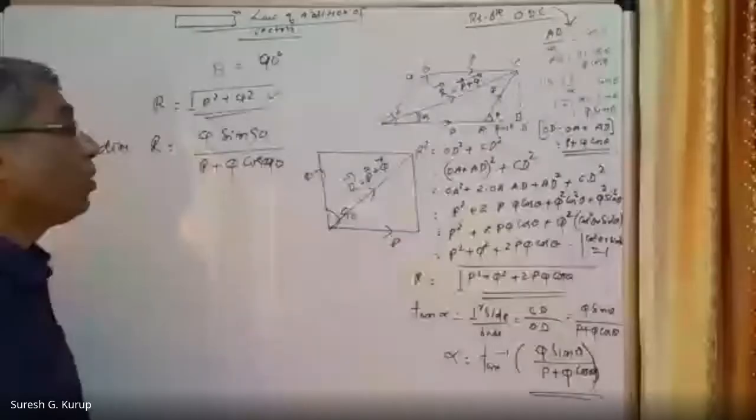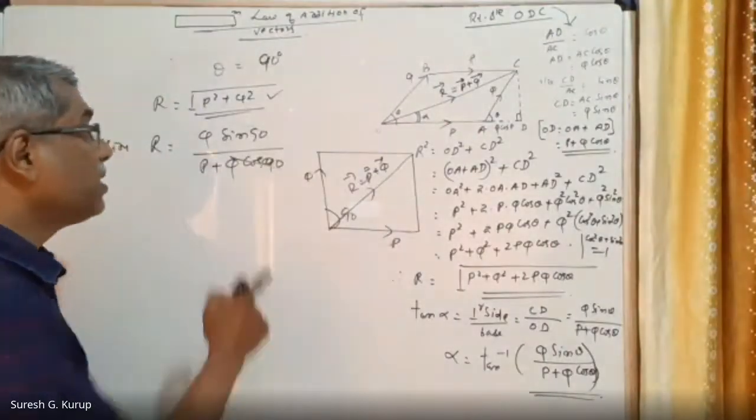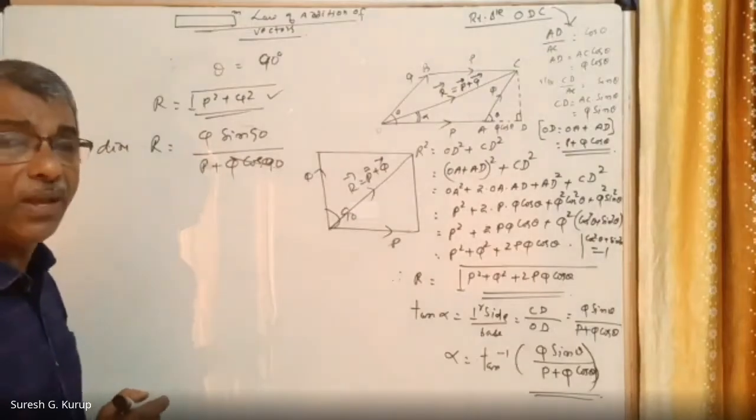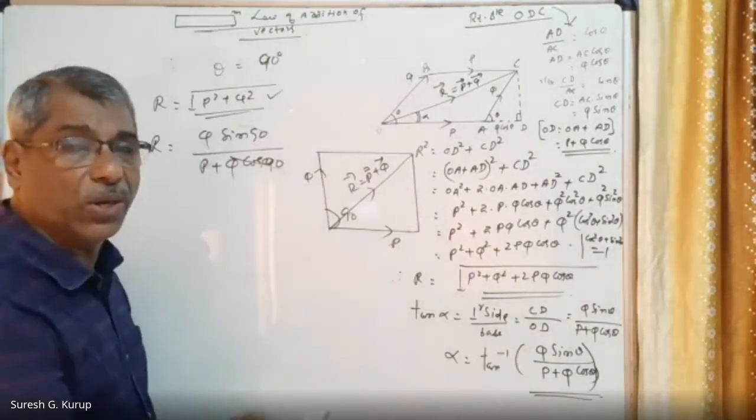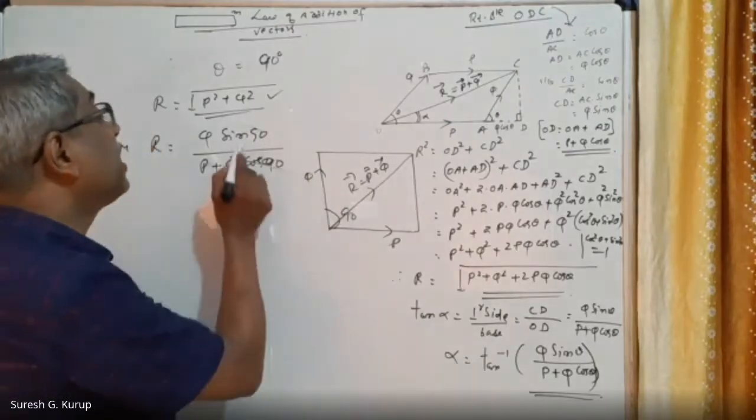Cos 90 is equal to 0. Anything multiplied by 0 is equal to 0. Sin 90 is equal to 1. Right? Cos 90 is equal to 0. 0 into Q is equal to 0. Cancel. Right. Sin 90 is equal to 1.